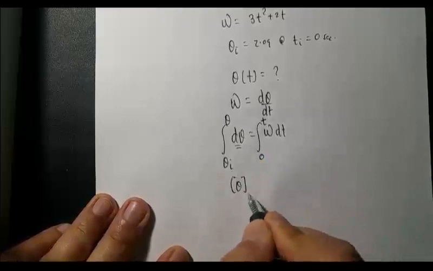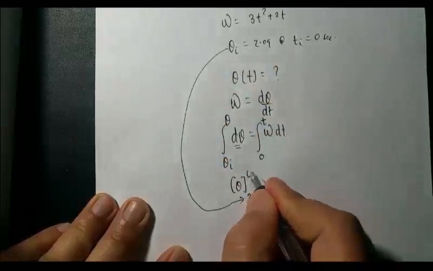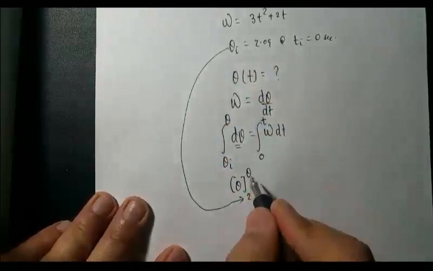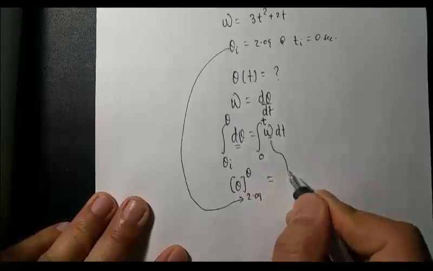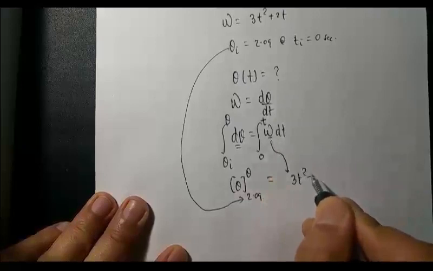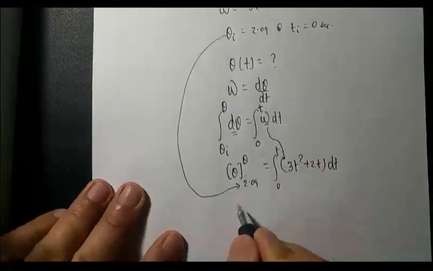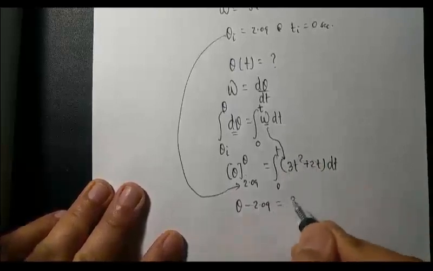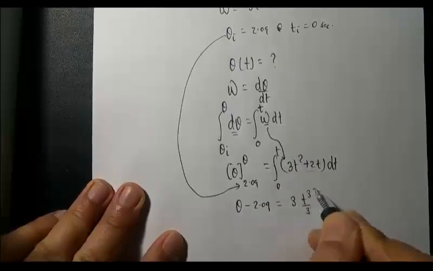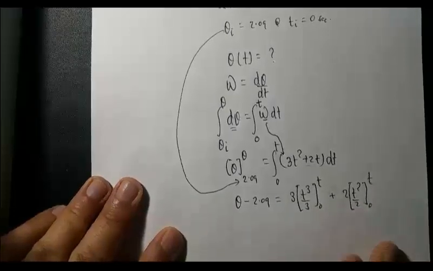The integration of d theta is theta, but put the limits. So initial theta is 2.09 to some angle, that's what we are solving for. The omega function is given to us, and then you're integrating. So this is going to be theta minus 2.09 radians, and the integration of this is 3t cubed over 3, make sure to put the limits, plus 2t squared over 2. Again, put the limits.